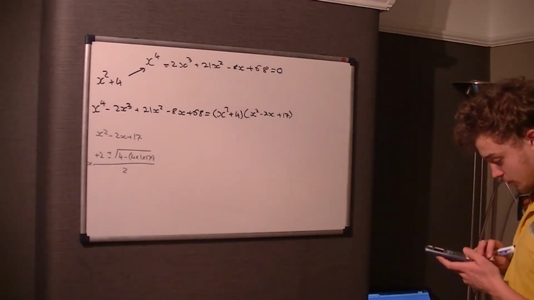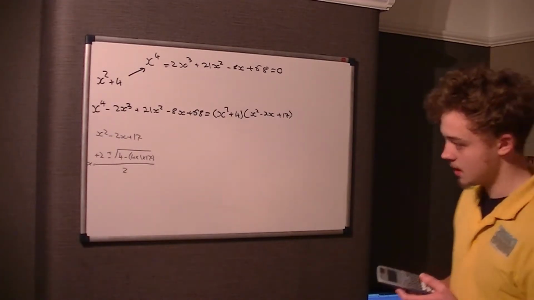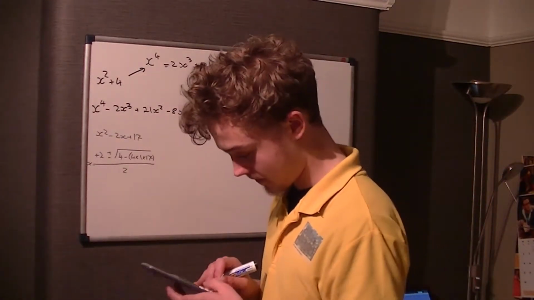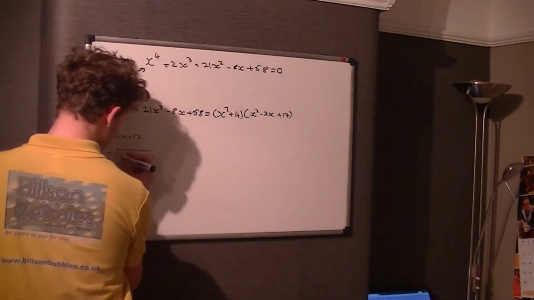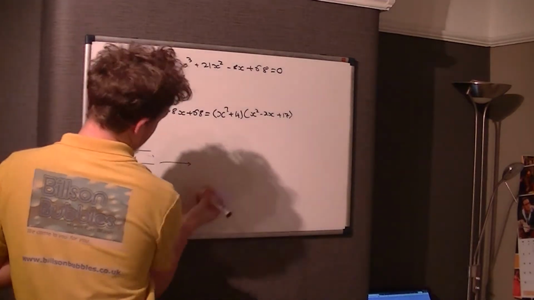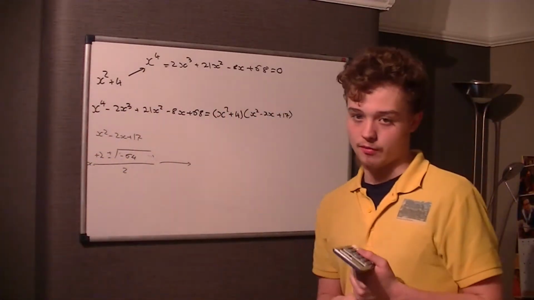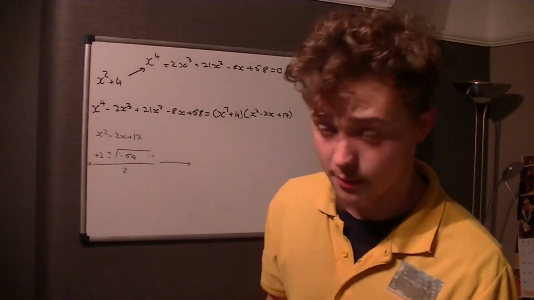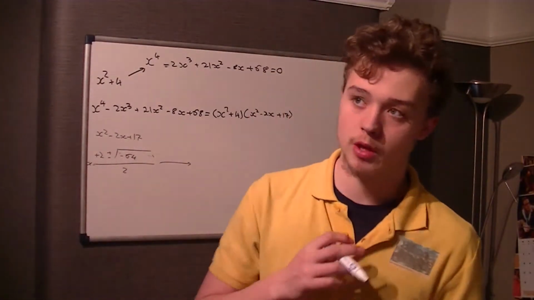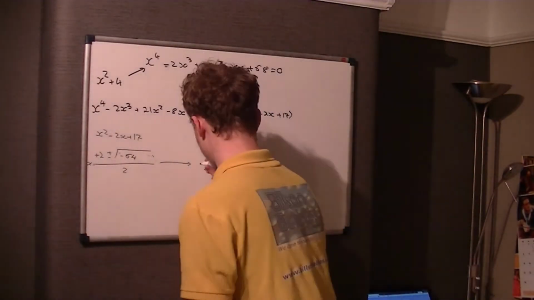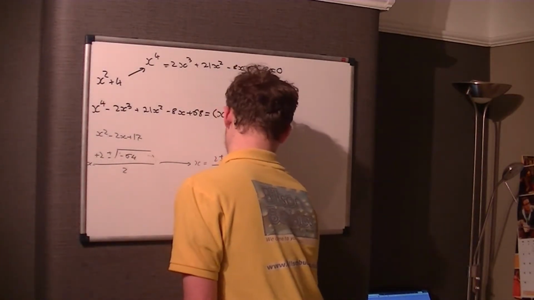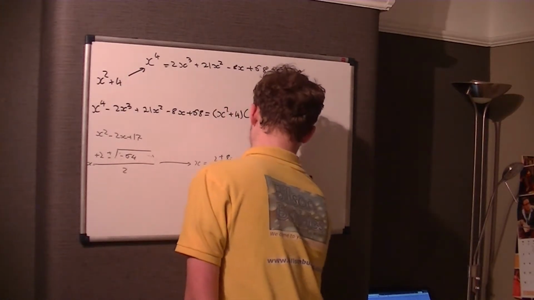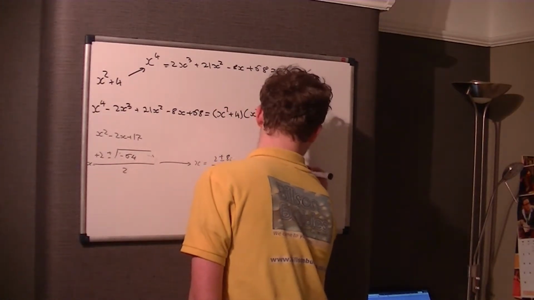So 4 times 1 times 17 gets you 68, so it's the square root of 4 take 68, which is obviously negative root 64. Negative root 64 is root negative 1 times root 64. We know root 64 is 8, and root minus 1 is i, so it's 8i. So therefore x is equal to 2 plus or minus 8i over 2. So therefore x is equal to 1 plus or minus 4i.